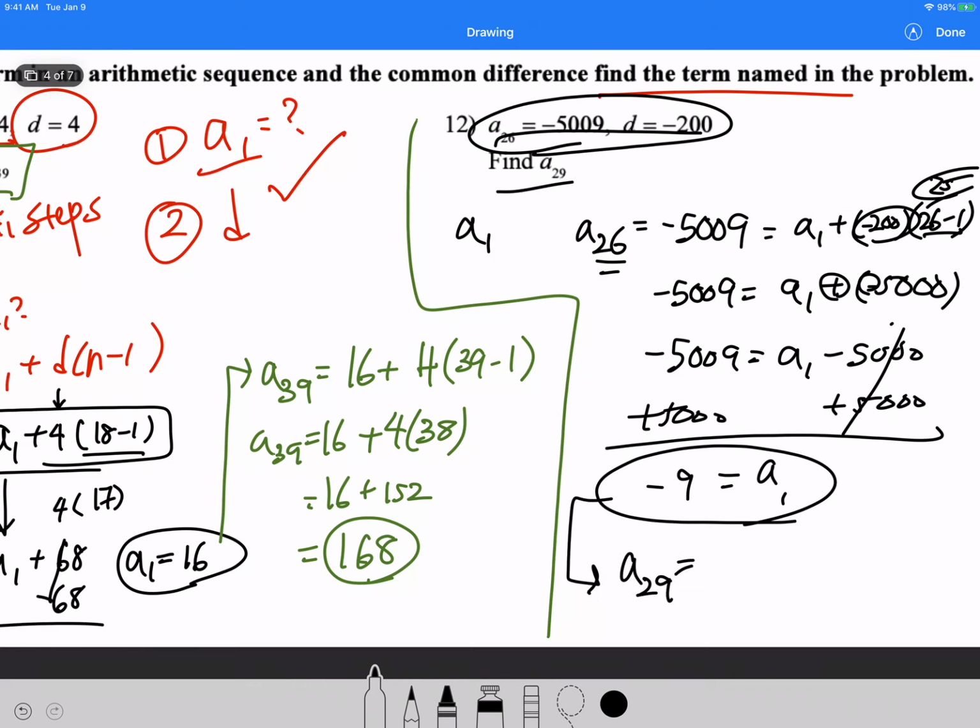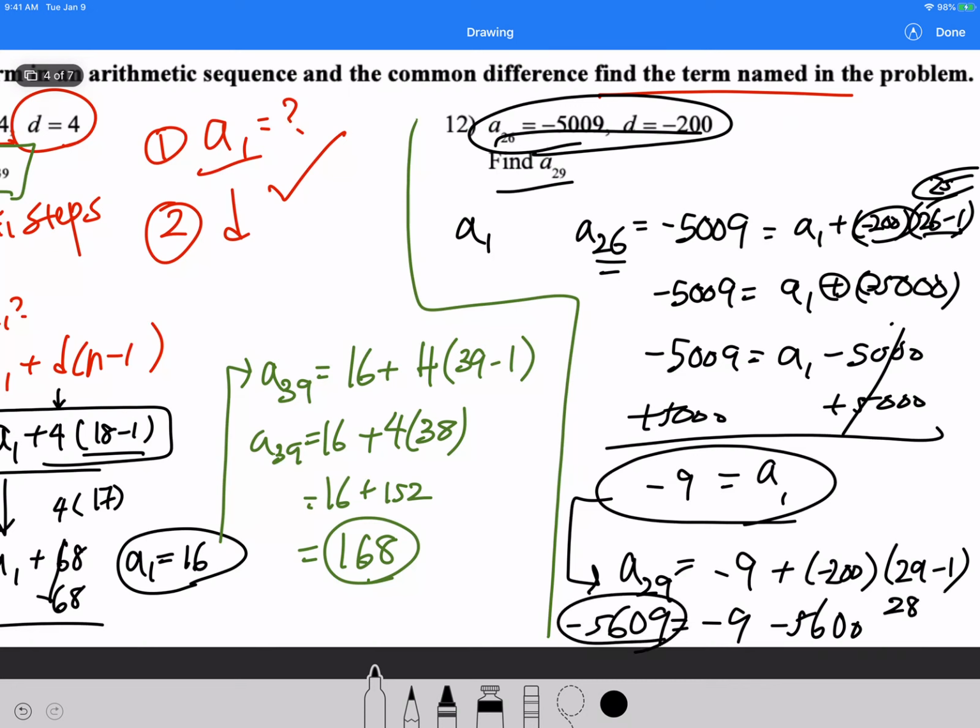So the a sub 29 in that particular case will be the first term plus the common difference of negative 200 times 29 minus 1. So 28 times negative 200 would give you negative 5,400, I believe. No, actually, that's not correct. That's negative 5,600, and you're going to subtract 9 from that. So your final answer here will be negative 5,609. Okay? Because your common difference is negative 200, and that makes sense. So that should be your final answer.